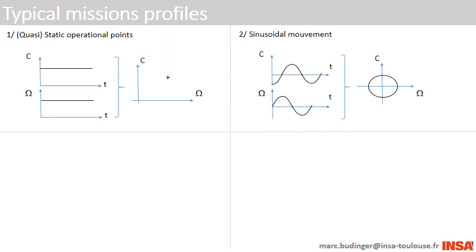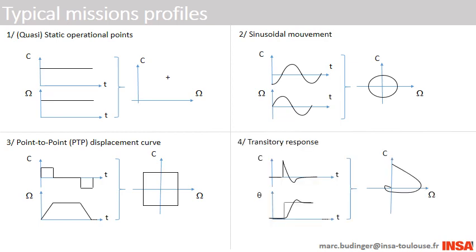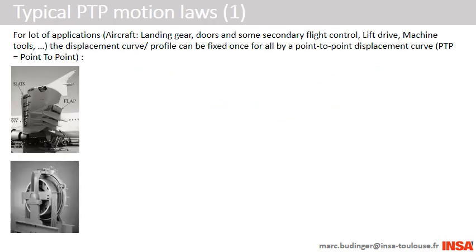Secondly, a sinusoidal profile. They can be used to size under lifetime objectives or size an energy source. Third, a pre-calculated transient profile, or point-to-point displacement curve. And finally, we have here a transient response to a common reference. Several applications can have a profile that describes a displacement that remains at the same value once and for all, for example a landing gear lowering or an elevator displacement.